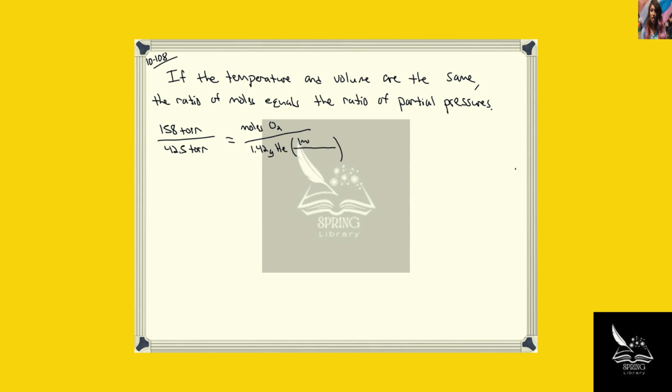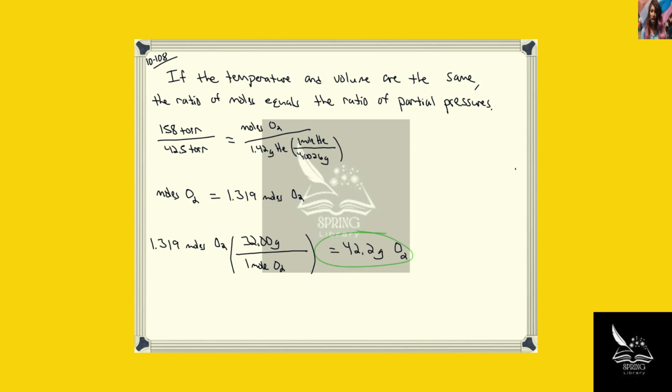We can calculate the moles of helium by taking the mass and dividing by its molar mass. Rearrangement gives us moles of oxygen being equal to 1.319. We then multiply this by the molar mass of oxygen to calculate the grams of oxygen that were introduced, 42.2 grams.